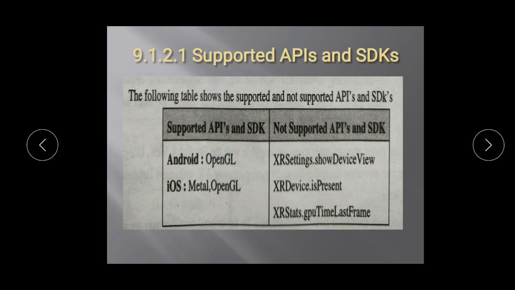Next are the supported APIs and SDKs. So which are the supported APIs and SDKs? For Android, the supported API and SDK is OpenGL, and not supported is XR setting dot show device view. For iOS, that is for Apple, you have Metal and OpenGL, and the ones not supported are XR device dot is present and XR stats dot GPU time last frame. So these are not supported APIs for your normal virtual reality devices.